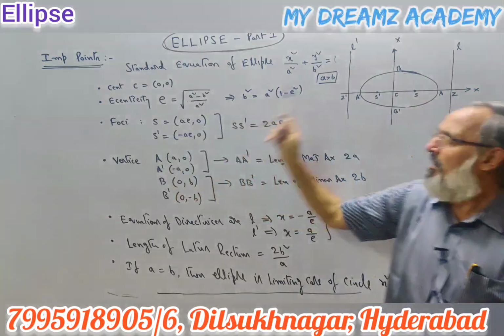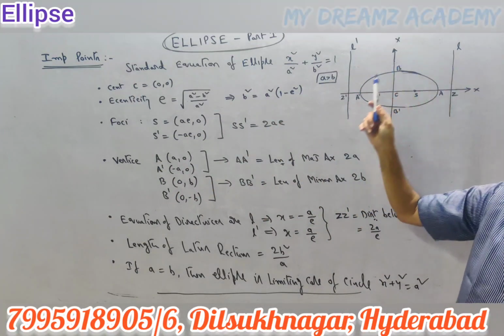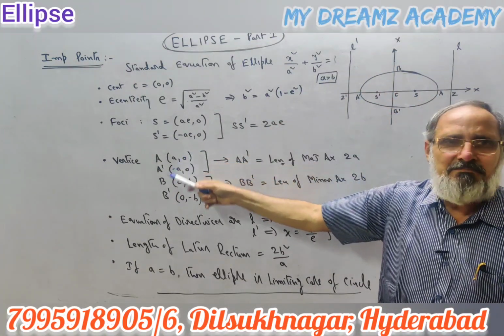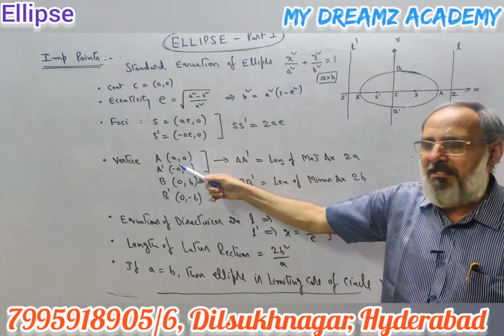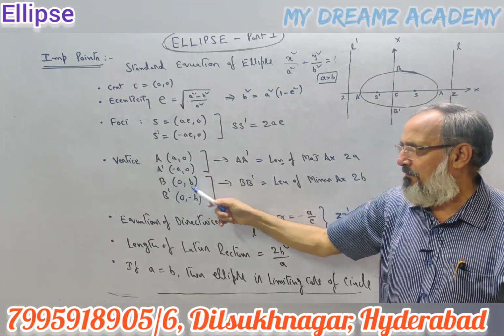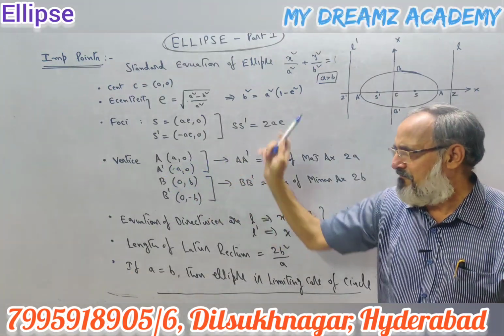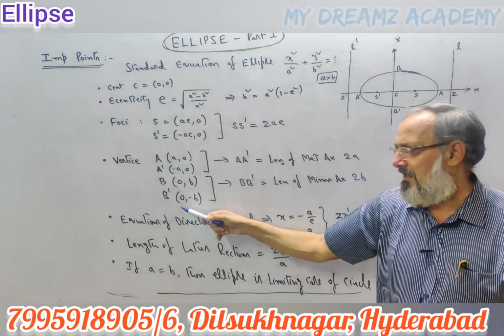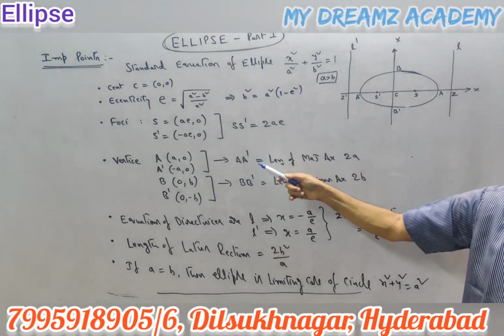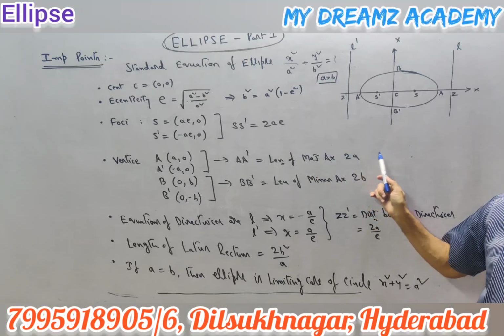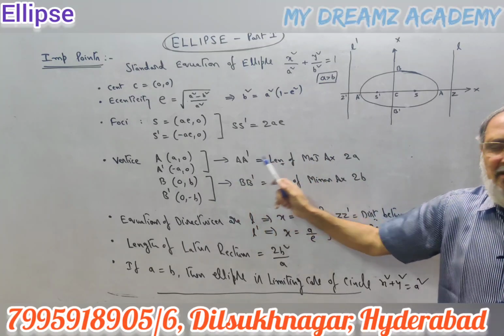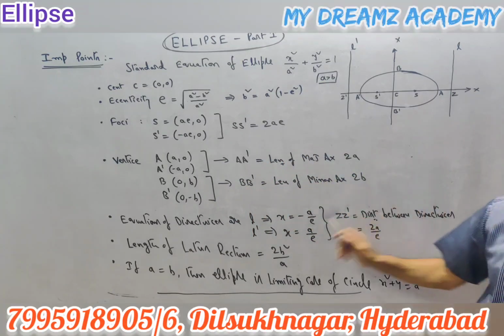Then the vertices, where the curve intersects the coordinate axes: A, B, A dash, B dash. A is (a, 0), B is (0, b), A dash is (minus a, 0) on the left side, B dash is (0, minus b) downside. AA dash is the length of the major axis, that is 2a units. BB dash is the length of the minor axis, that is 2b.